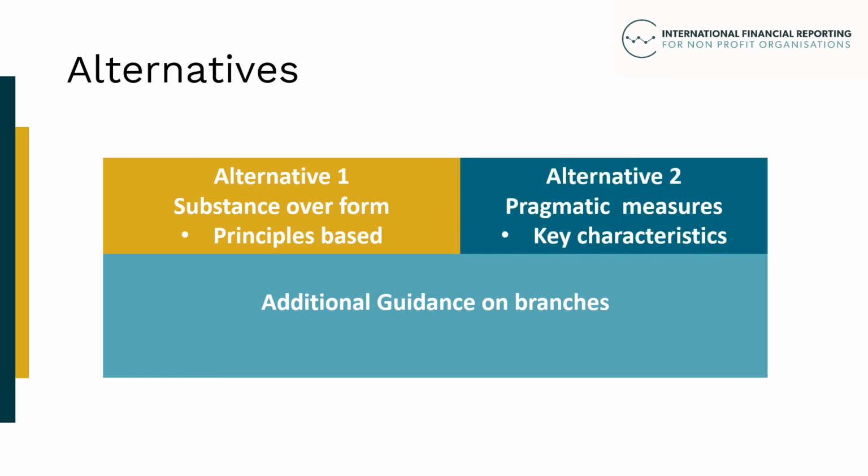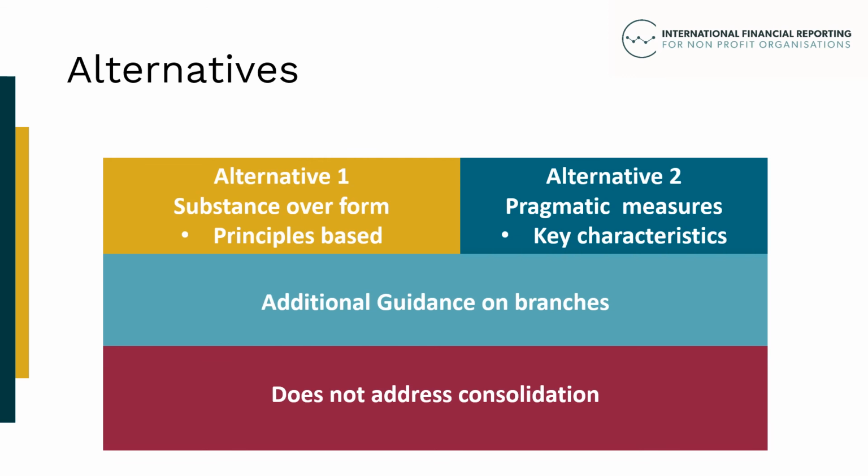Alternative 2 proposes the use of pragmatic models of assessment, such as the power to govern financial and operating policies to define control as required by the IFRS for SMEs standard. This alternative would focus on key characteristics that define NPO relationships. This may benefit smaller NPOs as it is a less resource-intensive method of assessment. The alternatives do not address consolidation issues and only go to what is a reporting entity and where they sit from a control perspective in the reporting structure. Consolidation is not proposed for inclusion in this first phase of the project.